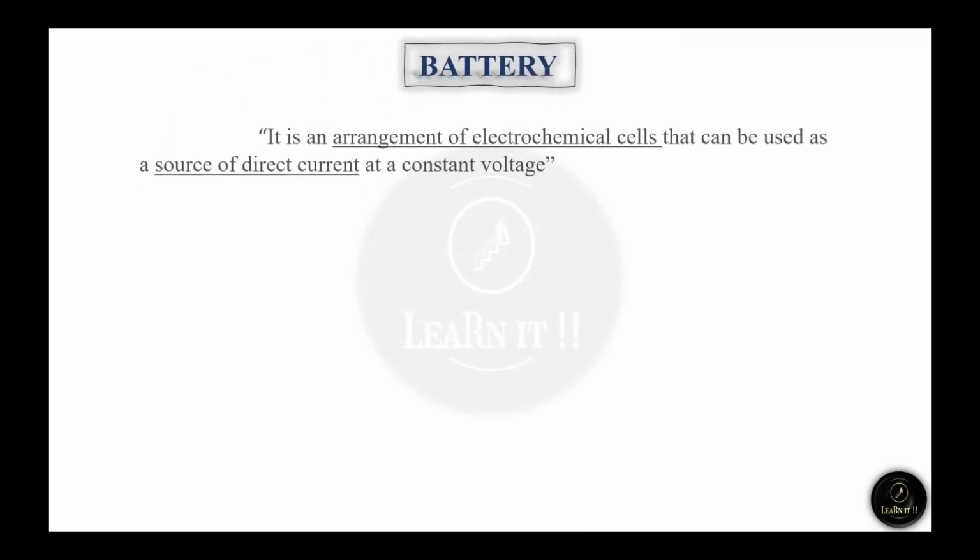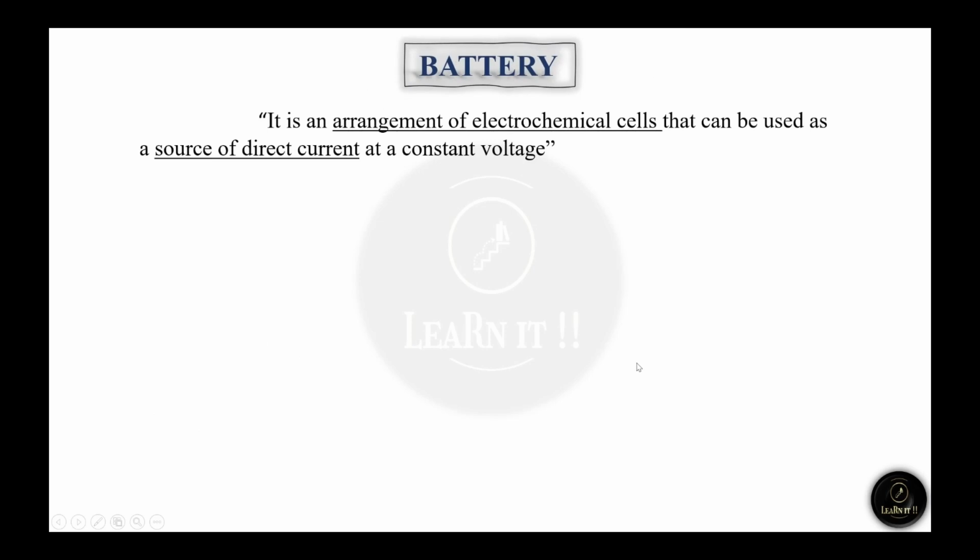Battery, it is an arrangement of electrochemical cells that can be used as a source of direct current at constant voltage. So battery can be a single electrochemical cell or multiple electrochemical cells, and we use this battery as a source of direct current, and the voltage provided by the battery is constant.